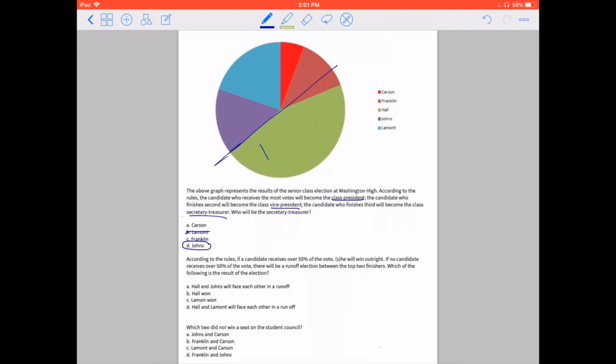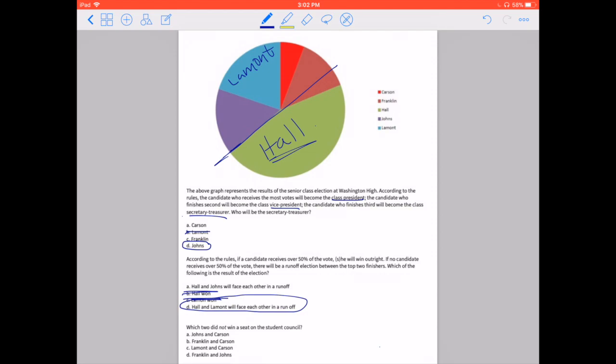This Hall right here in green got almost half, but did not get all of them. So we cannot say that Hall won or that Lamont won because they did not get 50% or more. In this case, it's saying that if they don't receive 50% or more, there will be a runoff election between the top two finishers. So we need to decide, as a second part, which are the top two finishers. We have Hall right here in green, and then this blue right here, which is Lamont, in second place. So we can say Hall and Lamont will face each other in a runoff.